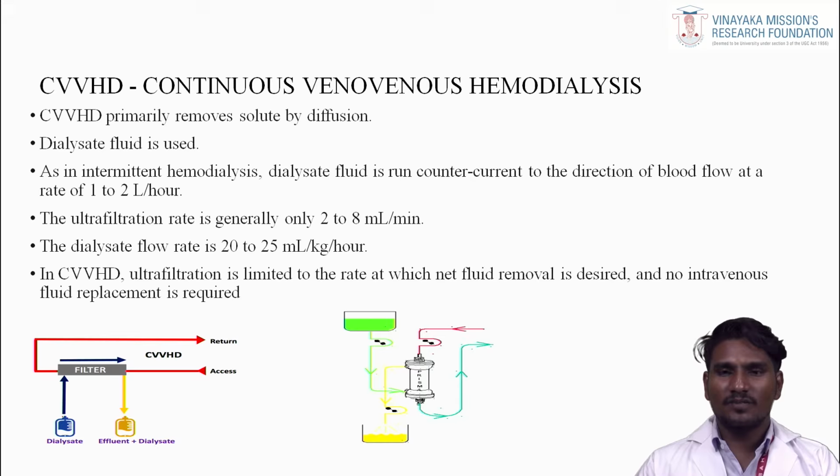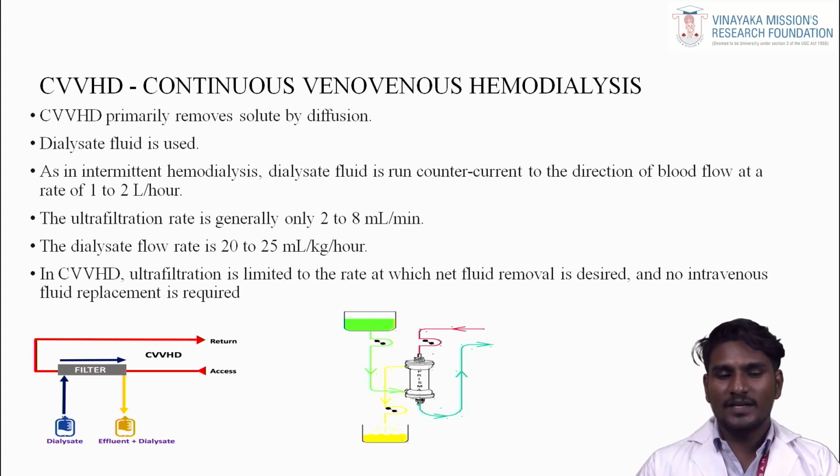CVVHD, continuous veno-venous hemodialysis, primarily removes solute by diffusion. Dialysis fluid is used. The dialysis fluid is run countercurrent to the direction of blood flow, at a dialysate flow rate of 1 to 2 liters per hour. The ultrafiltration rate is generally only 2 to 8 ml per minute. The dialysate flow is about 20 to 25 ml per kg per hour.